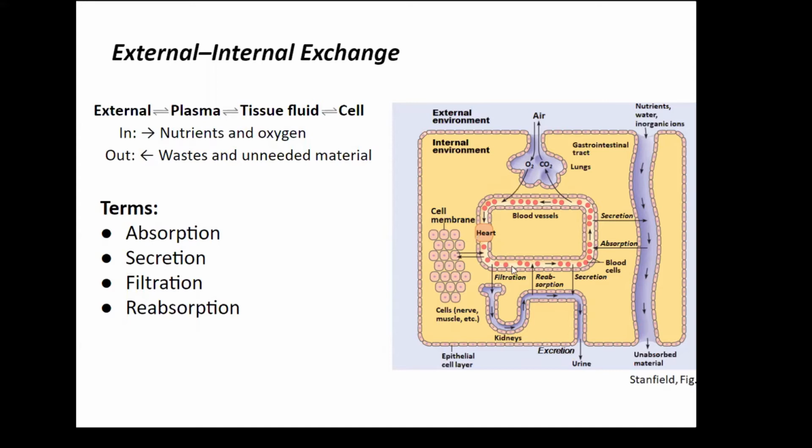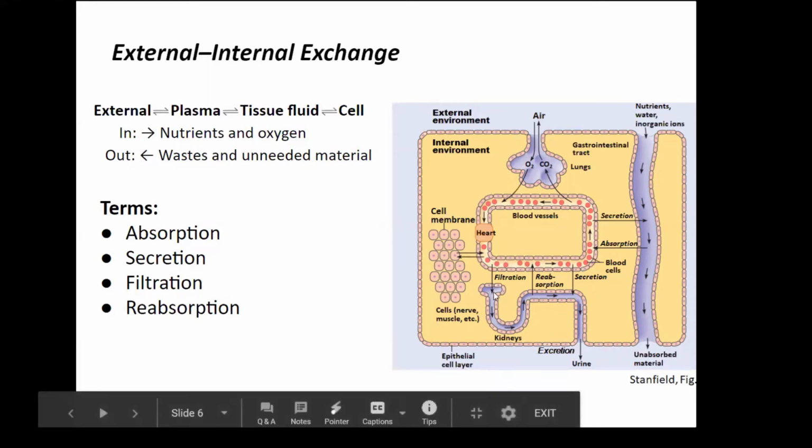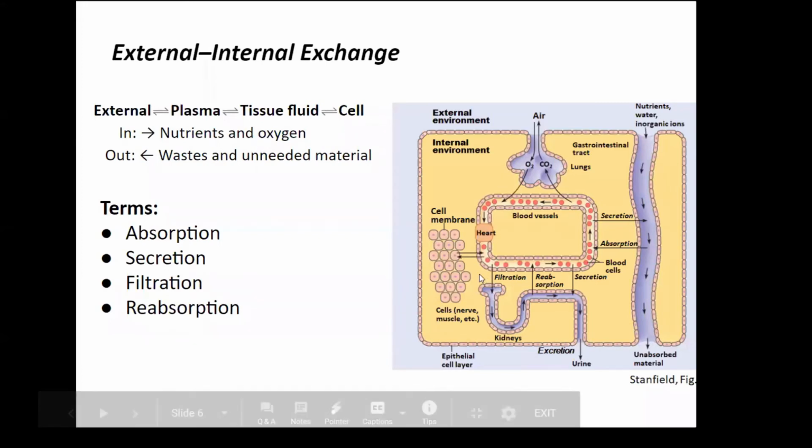But we also have filtration, so we have things move from our circulatory system, this compartment containing plasma, into our kidneys and into our urinary tract. We'll also have reabsorption here, so we may filter certain things out, like we'll filter out some water, but we then may reabsorb it back into the body. And we'll see why that process is important as we get into the nitty-gritty when we do that organ system.